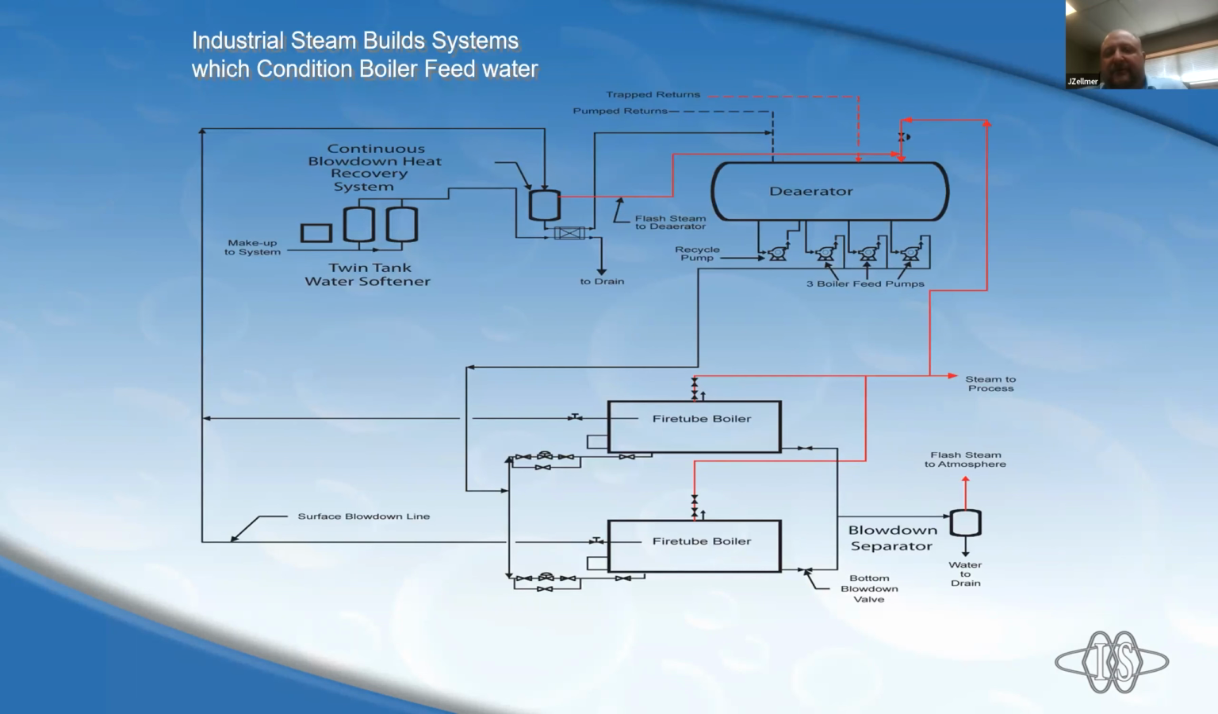Here's kind of the layout of where the deaerator would be in the system, as far as conditioning. As you can see, you've got the deaerator, the blowdown, and the fire tube boilers. We're feeding water in from either a heat recovery unit or just water softeners into the DA. So that's just a general layout of how the system would work.